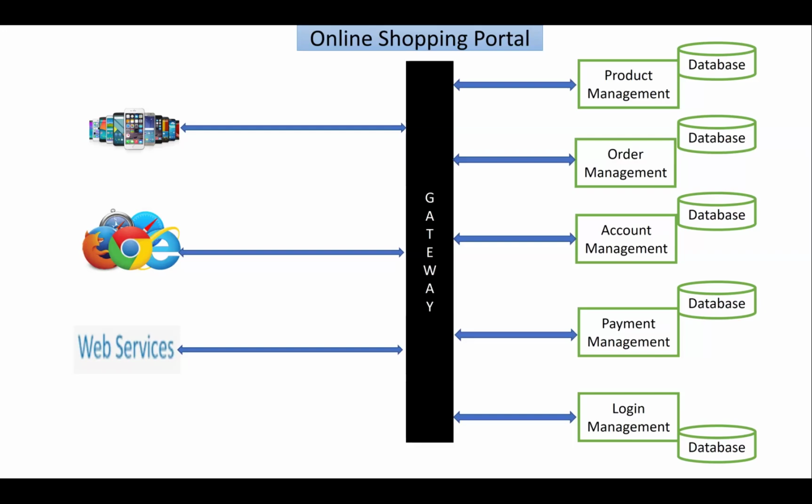What is the functionality of the gateway? The front end is asking for payment, I will redirect it to the payment API. Web services are asking for order management, I will redirect it to order management. Mobile is asking for a payment, I will redirect. So the gateway is only something like an HTTP handshake, SSL handshake, and a dispatcher handshake. These are the functionalities. It does not have any code.